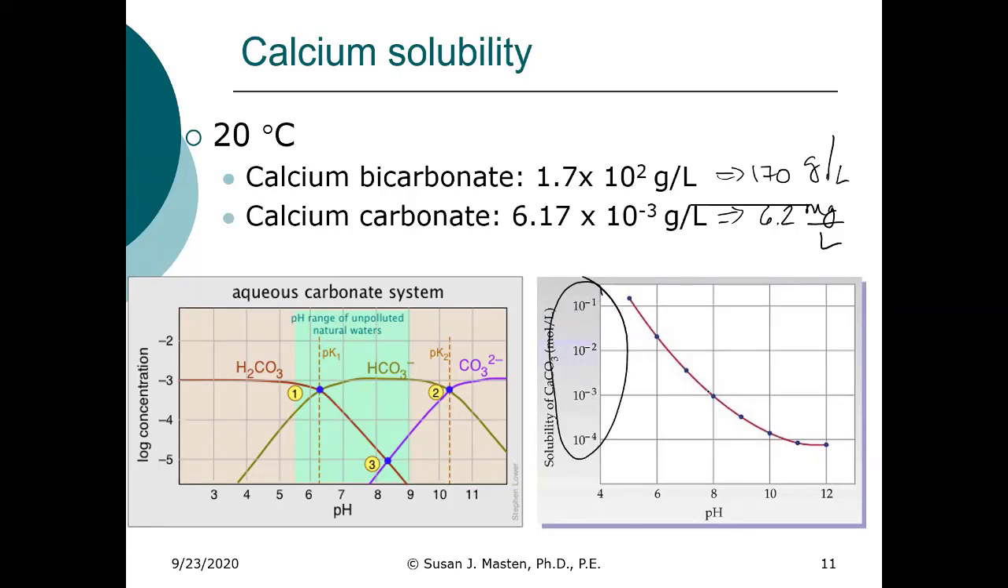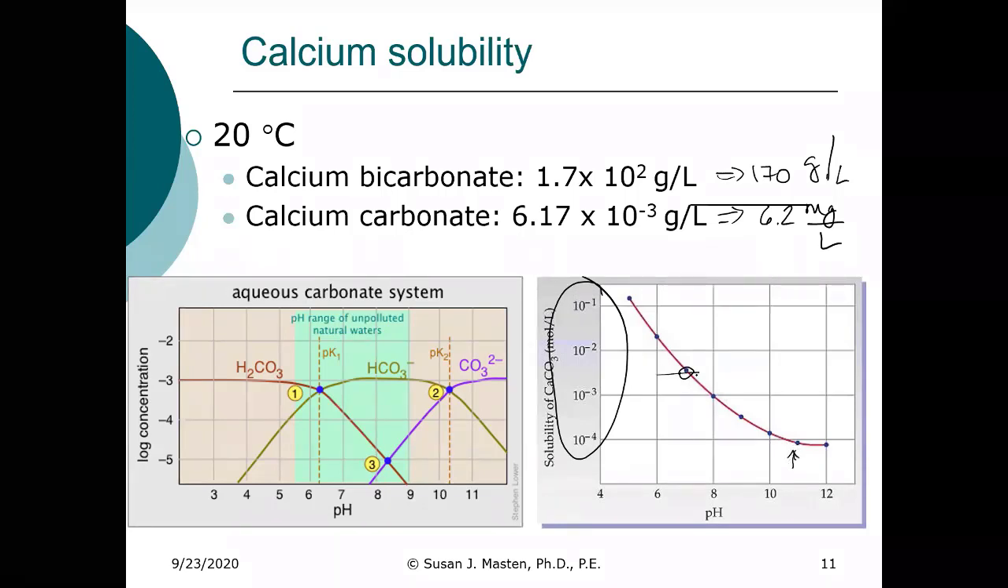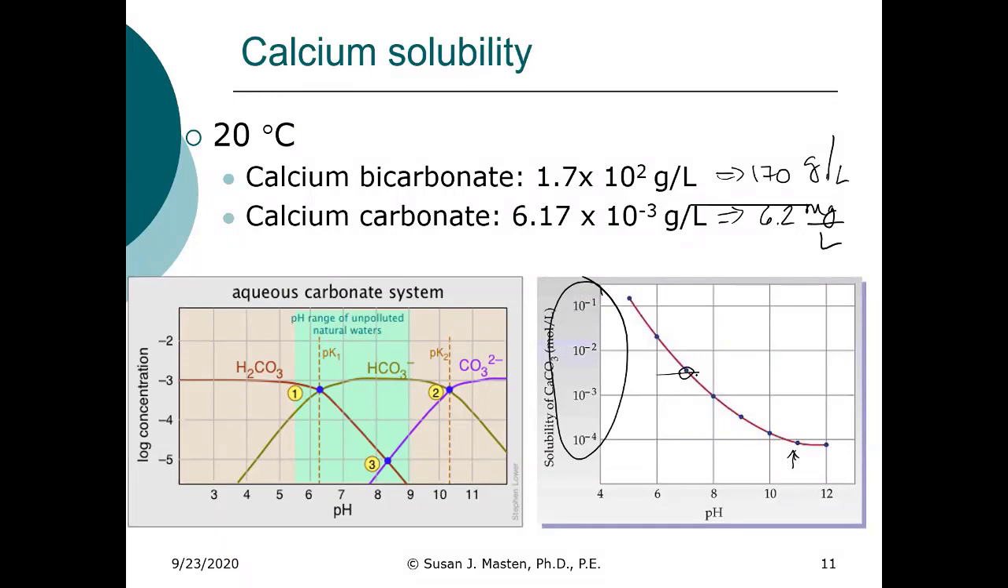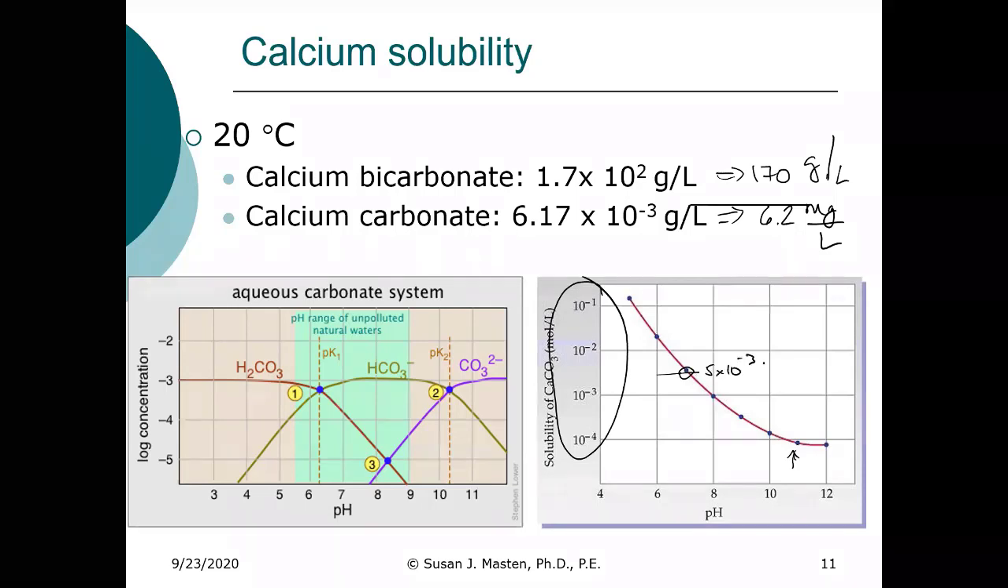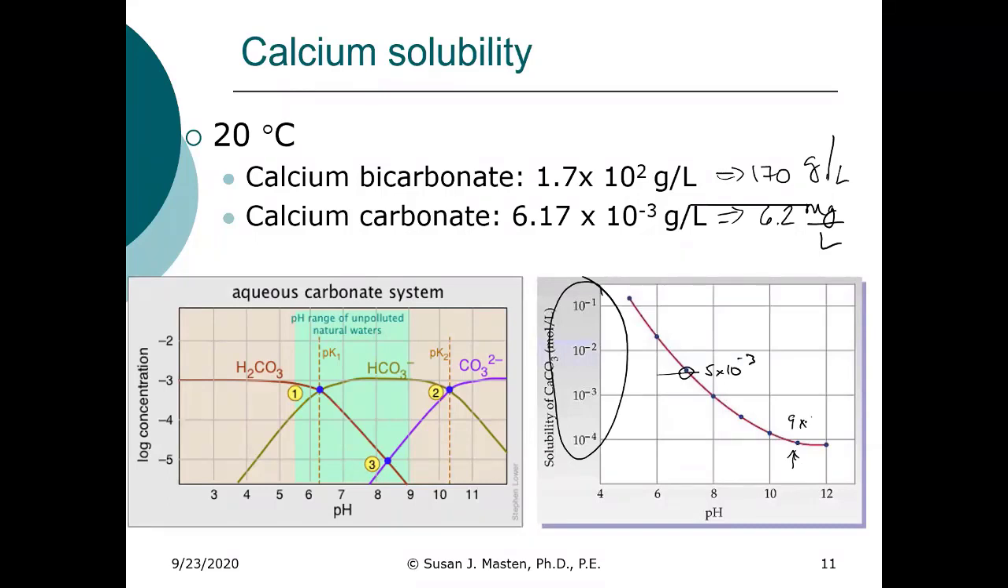And if we start at a pH of 7 here, and we increase the pH, let's say to 11, we have a decrease from about 5 times 10 to the minus 3, and this is in moles per liter, down to about 9 times 10 to the minus 4. So about an order of magnitude decrease in the concentration from a pH of 8 to 11.